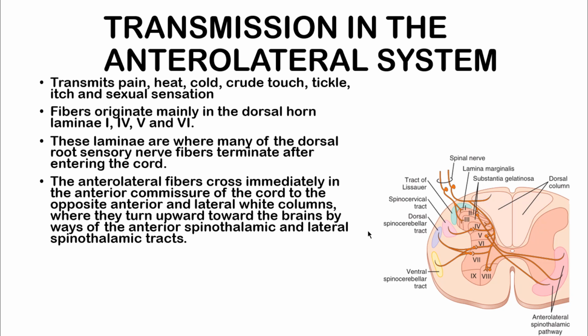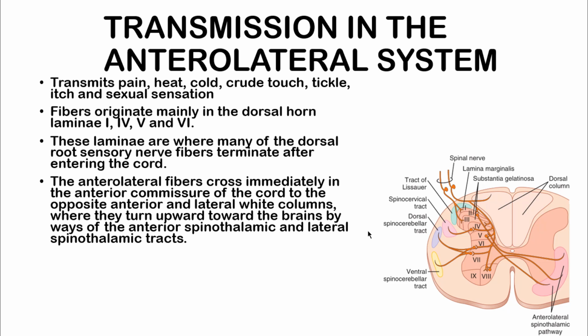So number 1, number 4, number 5, and number 7. And these lamina are where many of these dorsal nerve root fibers are actually going to be terminating after they enter the spinal cord. Then the anterolateral fibers are going to be crossing over almost immediately. Actually, immediately when they enter into the spinal cord, they are going to synapse with the second order neuron.